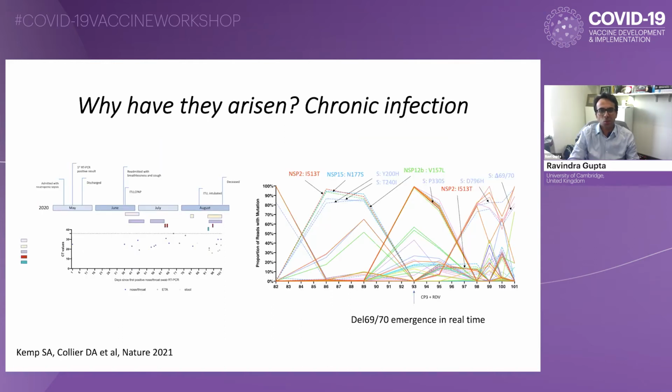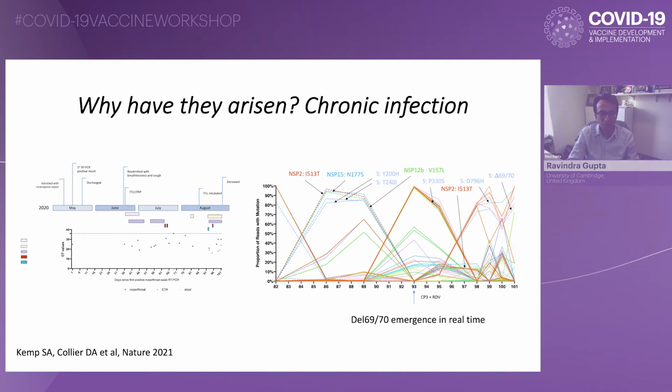So the next question is, why have these variants arisen? So here is a case that we recently published of an individual treated for chronic COVID-19 infection spanning 4 months, which unfortunately resulted in death. The individual had an underlying lymphoma and was admitted to hospital.